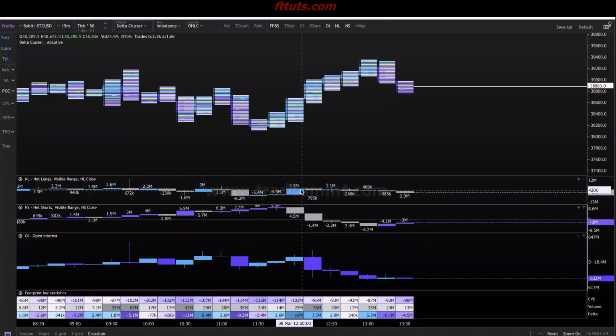And we can see that we had 2.5 million longs open and we had 4.5 million shorts close right here. Okay. So this is kind of what everything is, and now I'm going to get into delta and explaining how we can actually use this, okay?